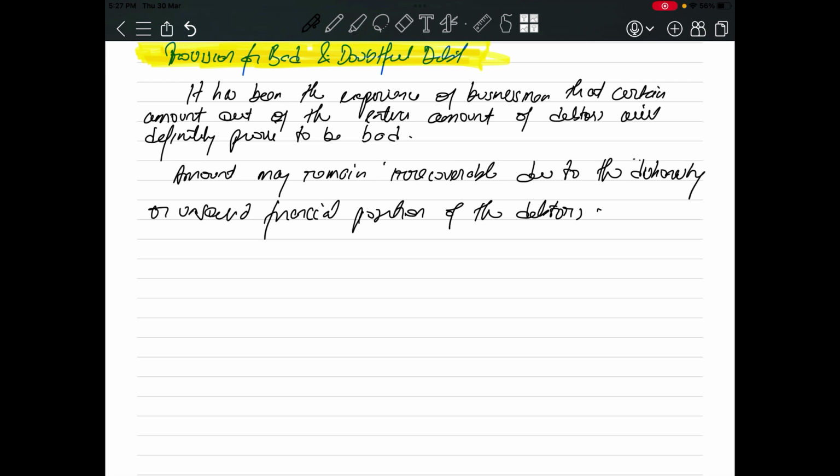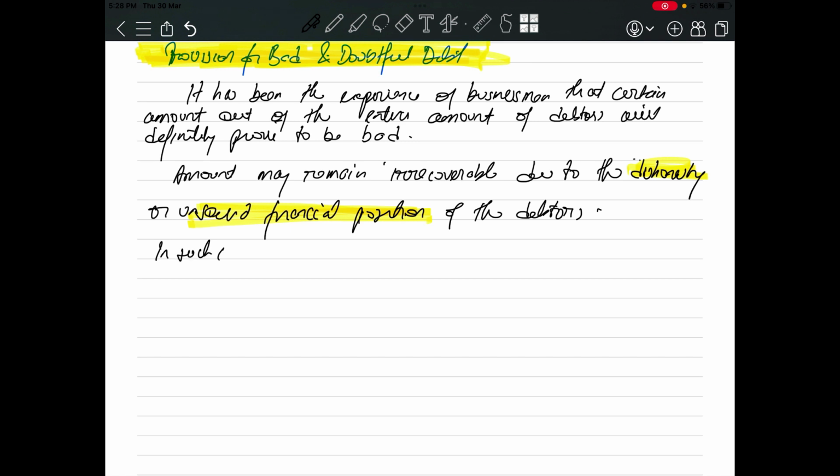In the previous example of bad debts, I said there will be bad debts due to insolvency of the debtor, right? But that's just an example. There may be any other reason. The debtor may willingly not pay the money, or he may be insolvent. Unsound financial position simply means he will be insolvent, or he may not pay due to dishonesty. Any may be the case. I've just given an example to make you understand in a better way. Now let's write it further.